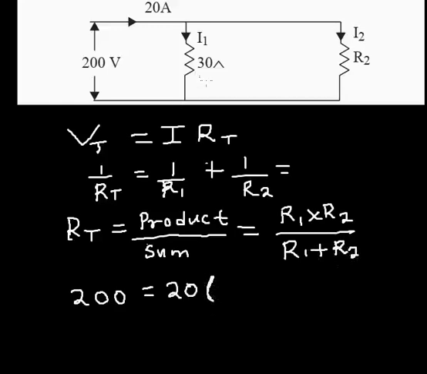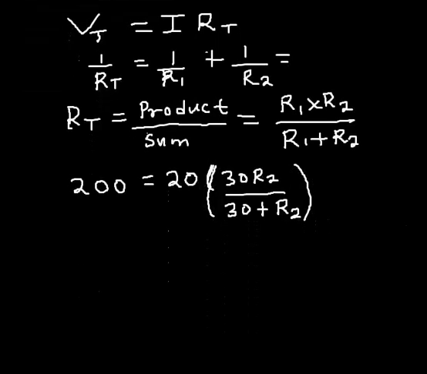So the two resistors are 30 ohm and R2. Their product is 30 times R2, that's 30 R2, then divided by the sum. And what's their sum? Their sum is 30 plus R2. Okay, so of course, you know what I will do here. I have to cross multiply.